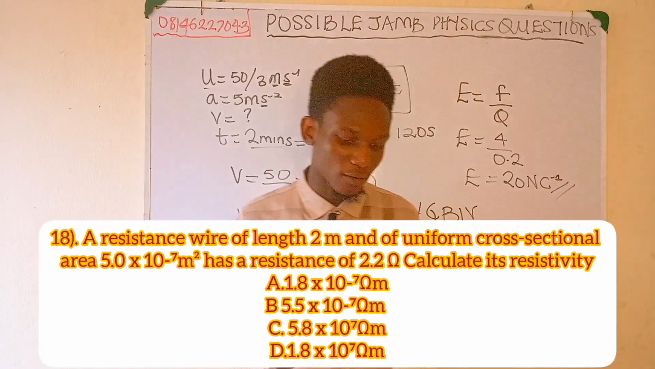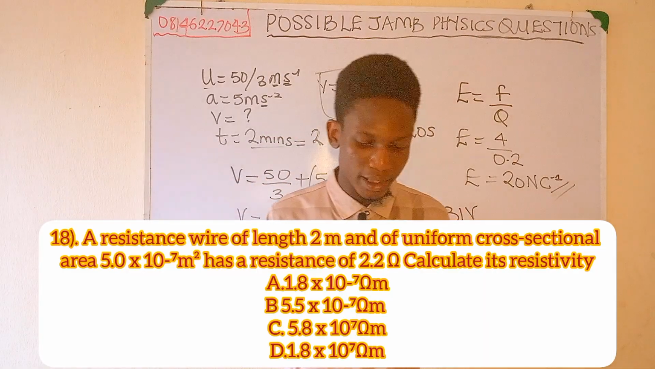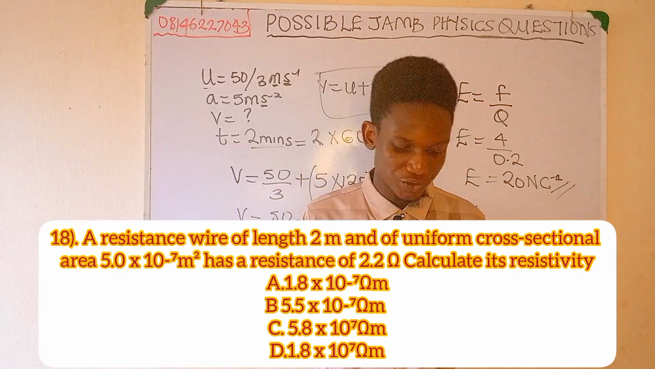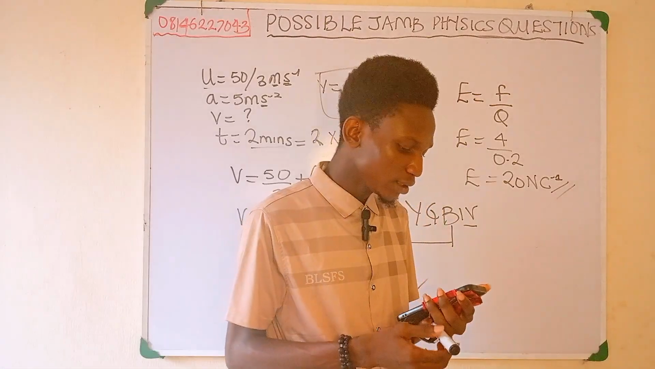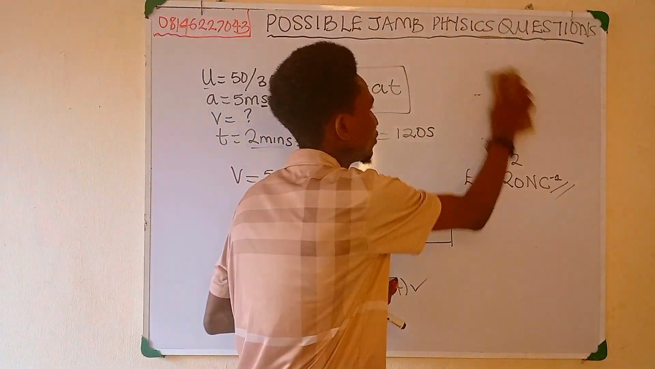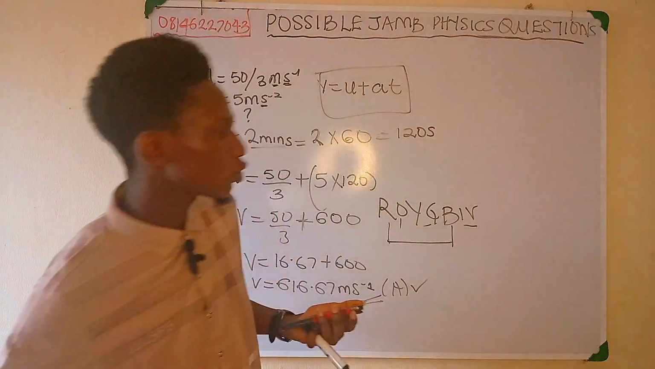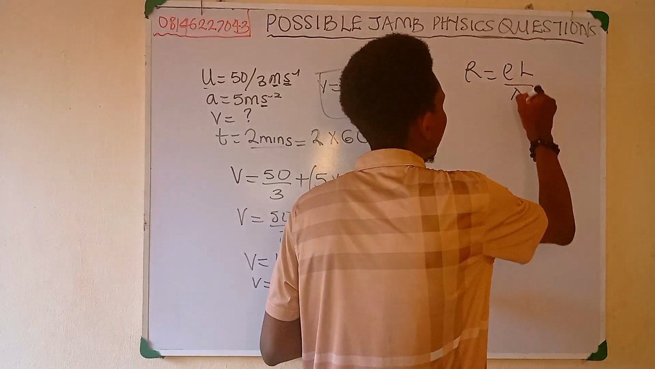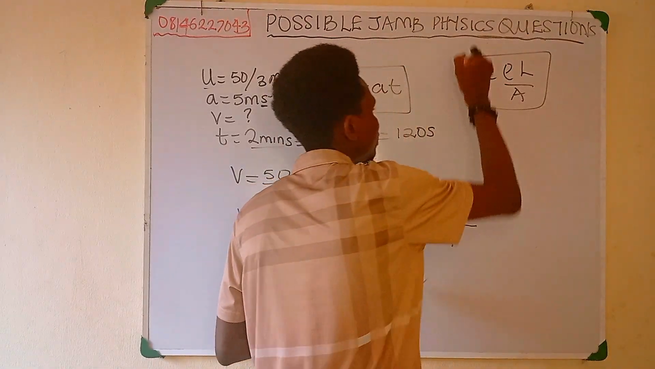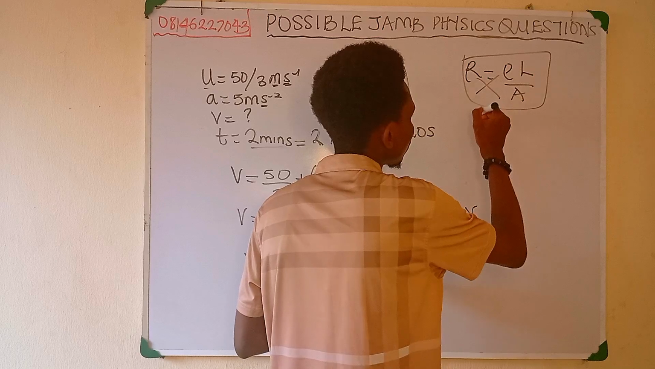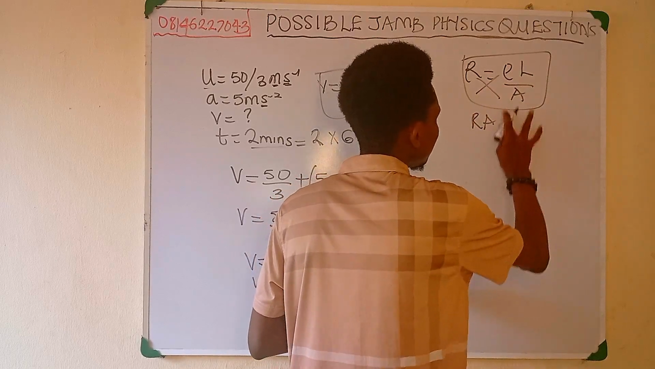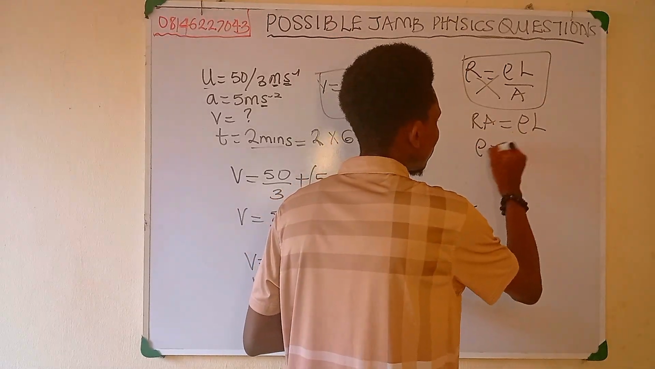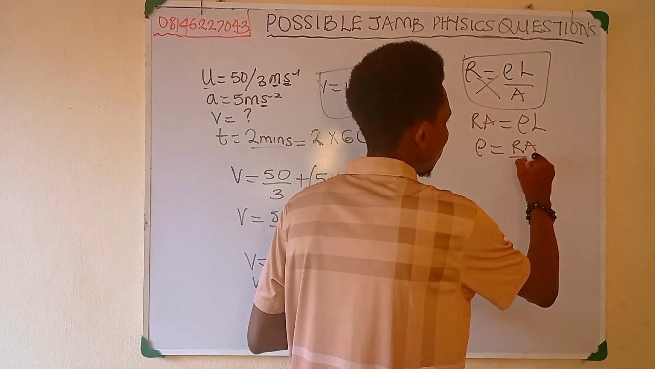And the next question says a resistance wire of length 2 meters and of uniform cross-sectional area 5 times 10 to the power minus 7 has a resistance of 2.2 ohms. Calculate its resistivity. Now, what is resistivity? First of all, you need to know that resistance equals resistivity times length over area. This is the connection between resistance and resistivity. If you cross multiply, you get RA equals resistivity. This sign is used to represent resistivity. So if you make resistivity the subject of the formula, you get RA divided by L.